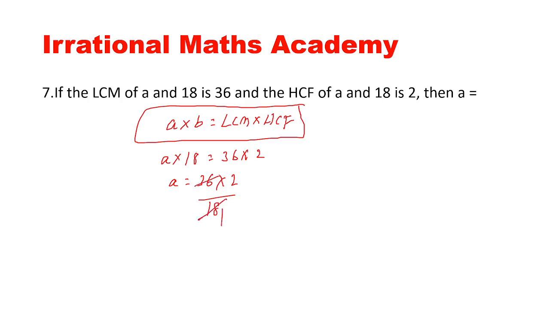18 ones are 18, 18 twos are 36. So what is left here? 2 into 2. That is what? 4. Is this clear? Okay, next.